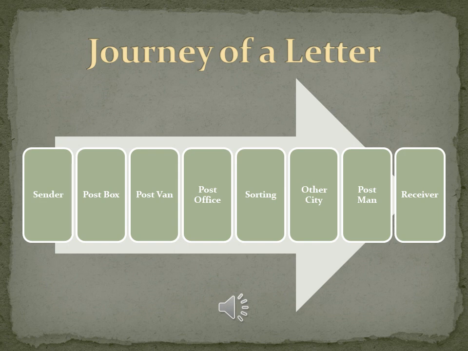Here they are sorted, which means they are separated, segregated according to the places they have to be sent to. Then your letter reaches your aunt's city. It is again sorted according to the different neighborhoods. Now the letter is sent to the local post office near your aunt's house. So this is how the journey of the letter takes place.